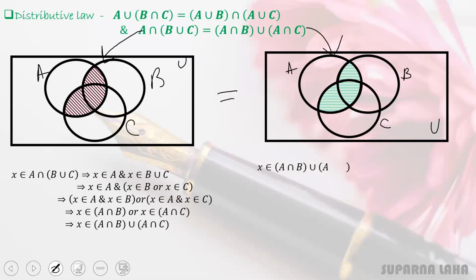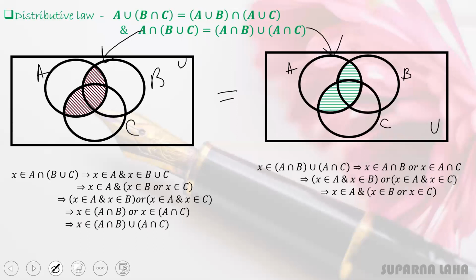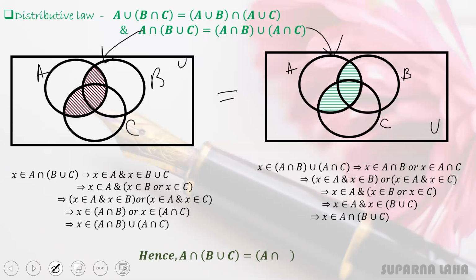Now let's take X is present in RHS. That means X belongs to A intersection B or A intersection C. Again, remove this intersection with 'and'. That is, X belongs to A and X belongs to B, or X belongs to A and X belongs to C. So in both cases, X belongs to A is present. So X belongs to A and X belongs to B or C. So remove this 'or' by union, B union C, and then remove this 'and' with intersection, that is A intersection B union C. This is your LHS. So we can say that RHS is equal to LHS.